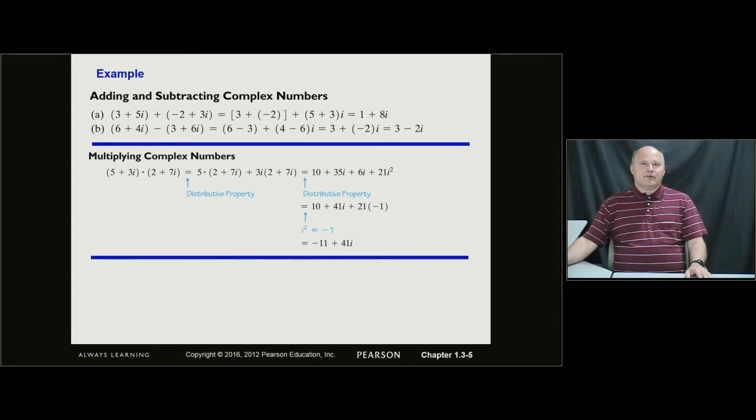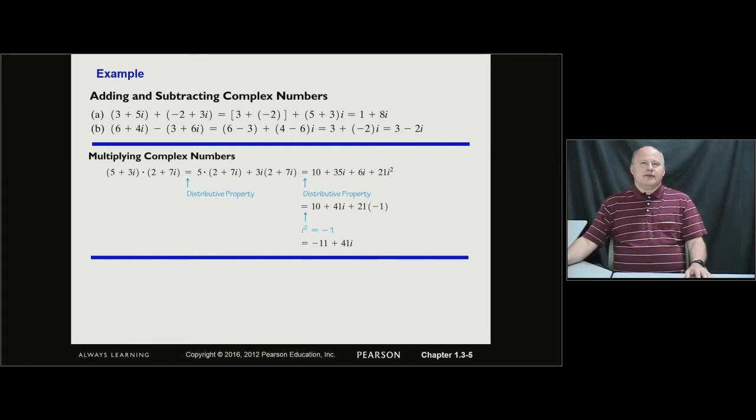Now look at an example of multiplying them out. 5 plus 3i times 2 plus 7i. Now they do this a little different. They're going to multiply the 5 times the complex number 2 plus 7i, and then they turn around and multiply the 3i times the complex number. So it's like a distribution 2 times. It's also just another way to FOIL. And we'll show an example in a second when they actually do the FOILing technique.